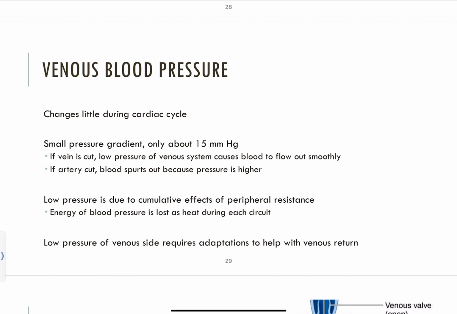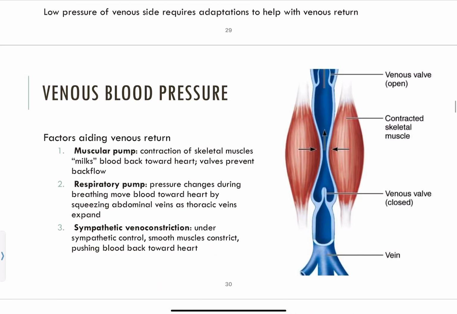There are some things that can help. The three main helpers for venous return are going to be our muscular pump, respiratory pump, and sympathetic venoconstriction. With the muscular pump, when your skeletal muscles contract, like even when you're just walking, they're squeezing the veins and helping push the blood upward. And remember we talked about one of the special adaptations, which were valves in the veins. These valves make sure the blood doesn't flow backwards.